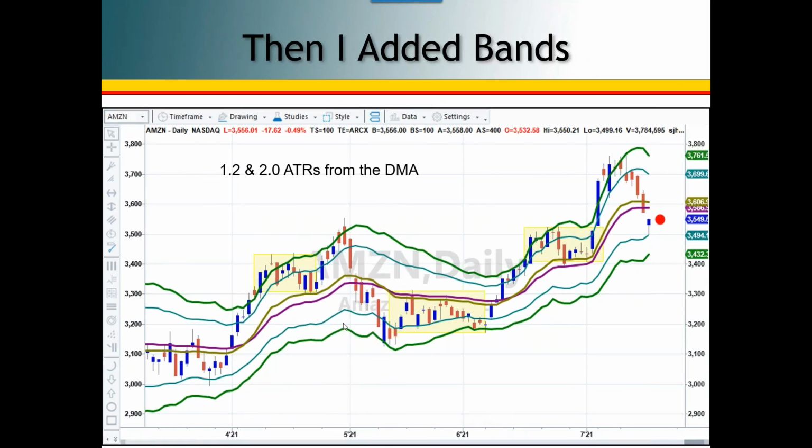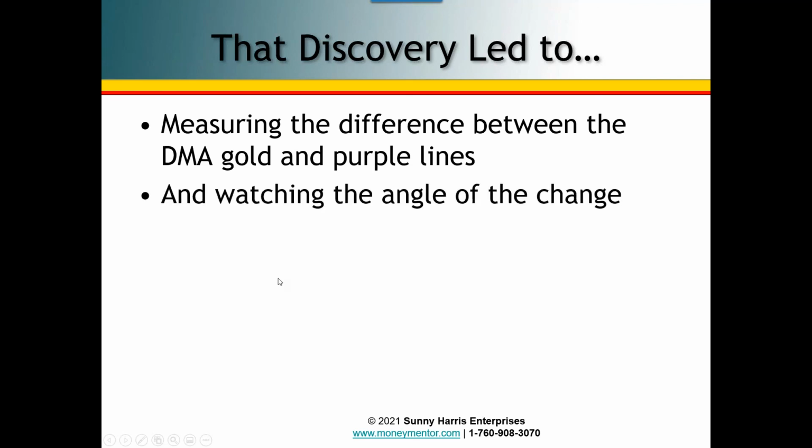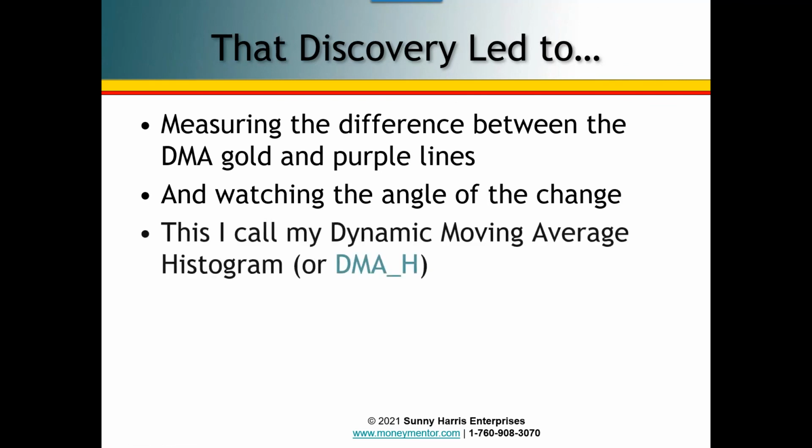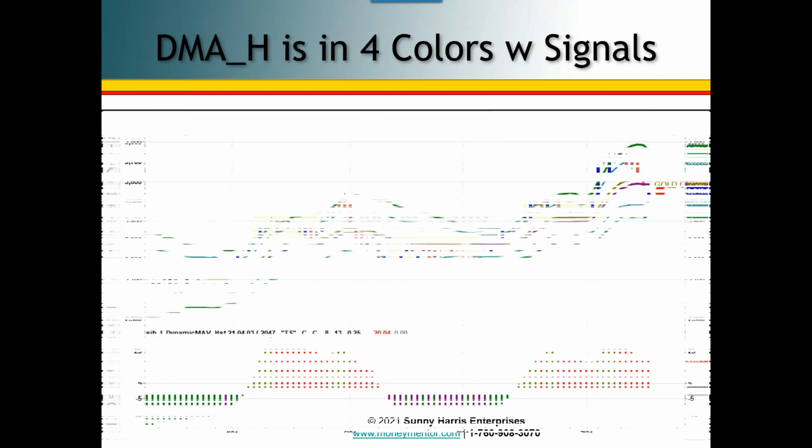So that's how that works. So this discovery led to something else. And that is what I do now. I measure the difference between the DMA gold and purple lines, and I look at the angle of the change between them. And I call this my dynamic moving average histogram, or you'll see me refer to it as DMA-H all the time. It's in 4 colors with signals.